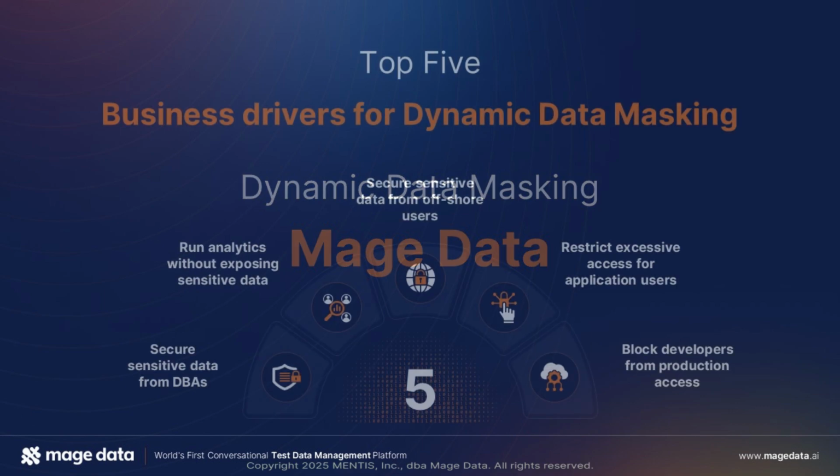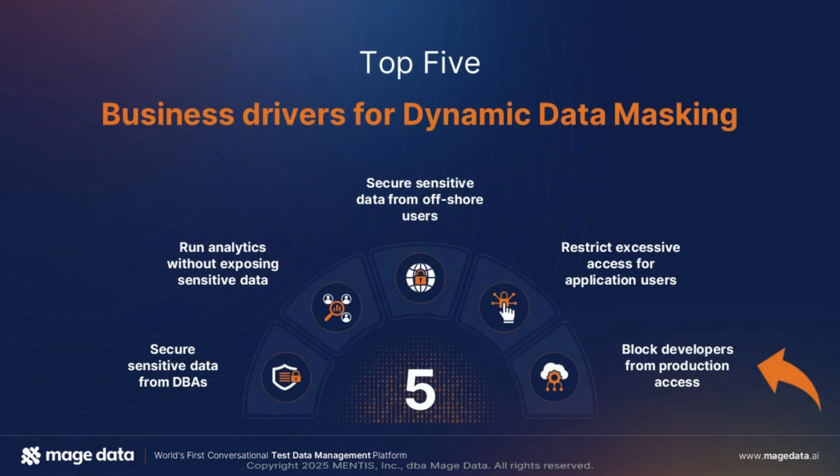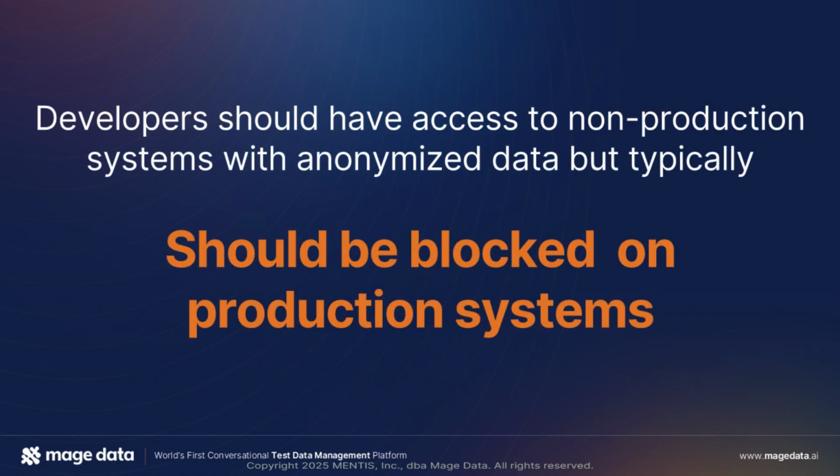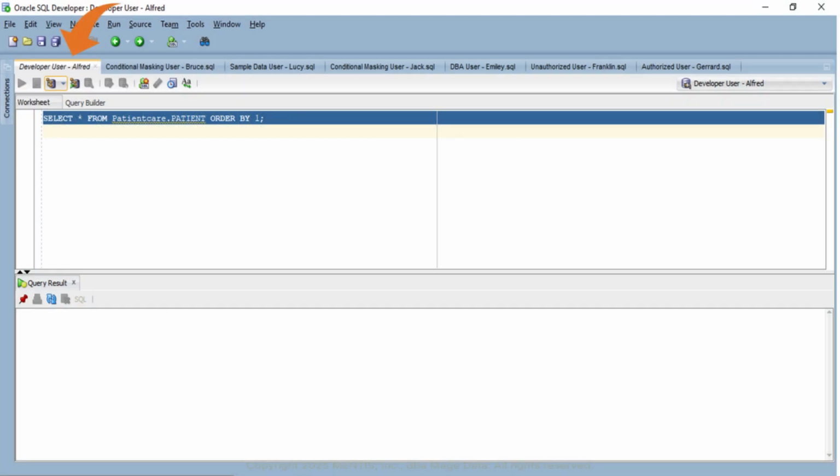Hello there. This video will highlight one of the top 5 business drivers for dynamic data masking. Developers should have access to non-production systems with anonymized data, but typically they should be blocked to access production with DB firewall. Let us look at Alfred, our developer.